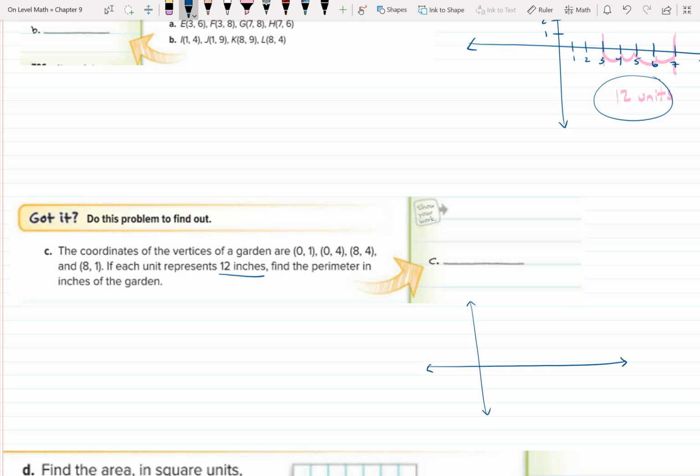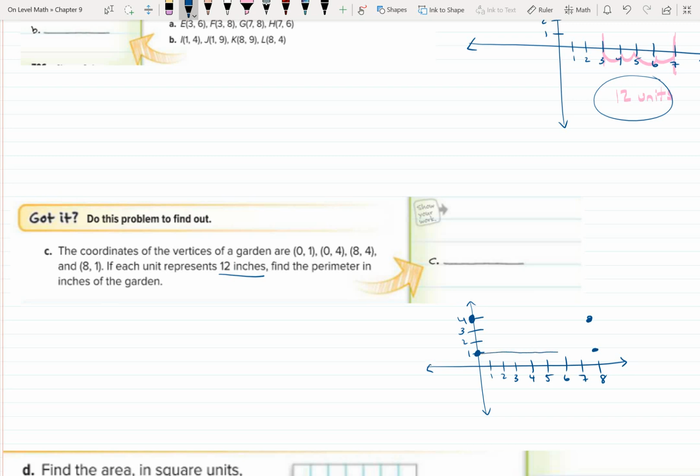Alright, we go over to 8. Okay, 1, 2, 3, 4, 5, 6, 7, 8. Again, it's okay for this to be sloppy. We go up 4. 1, 2, 3, 4. Alright, so the vertices of a garden are (0, 1), (0, 4), (8, 4), and (8, 1).